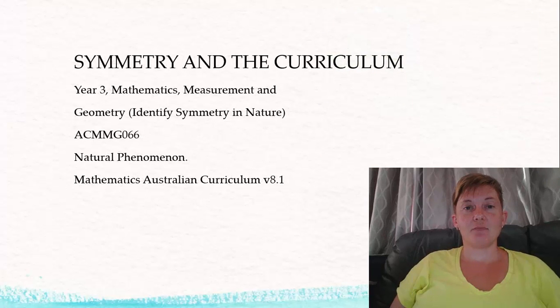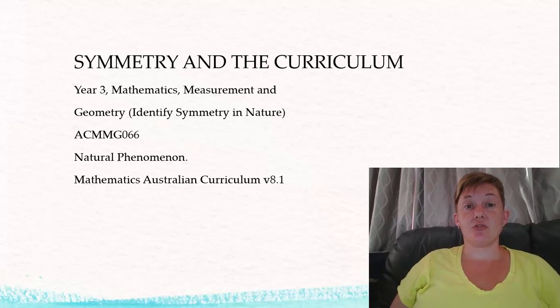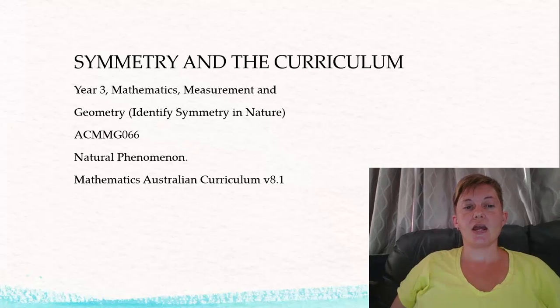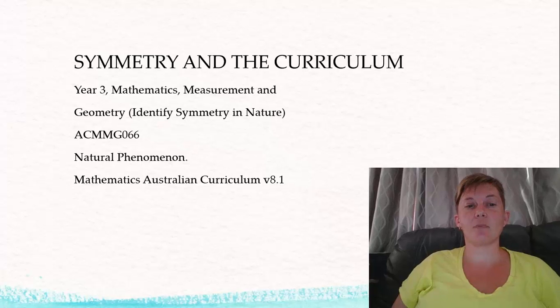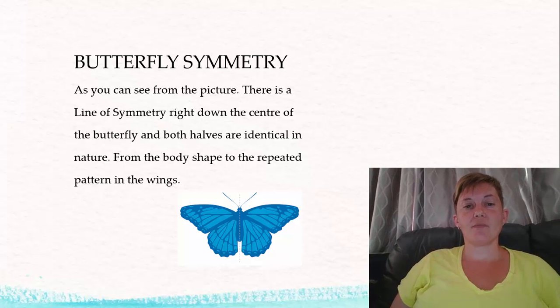Symmetry and the curriculum. My activity today is going to be for Year 3 students. It's from the Mathematics, Measurement and Geometry section of the Mathematics Australian curriculum. It's called Identify Symmetry in Nature. It is a natural phenomenon, and the number is A6MMGO66. As you can see, butterfly symmetry in this picture, there is a line of symmetry right down the center of the butterfly, and both halves are identical in nature, from the body shape to the ridge pattern on the wings.